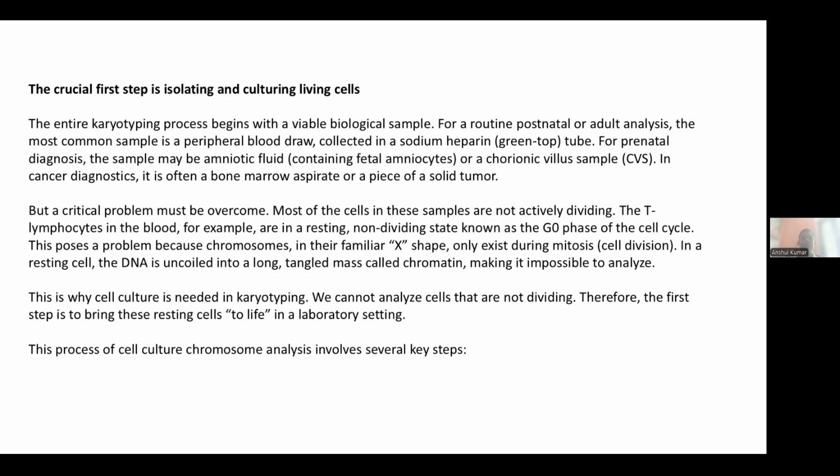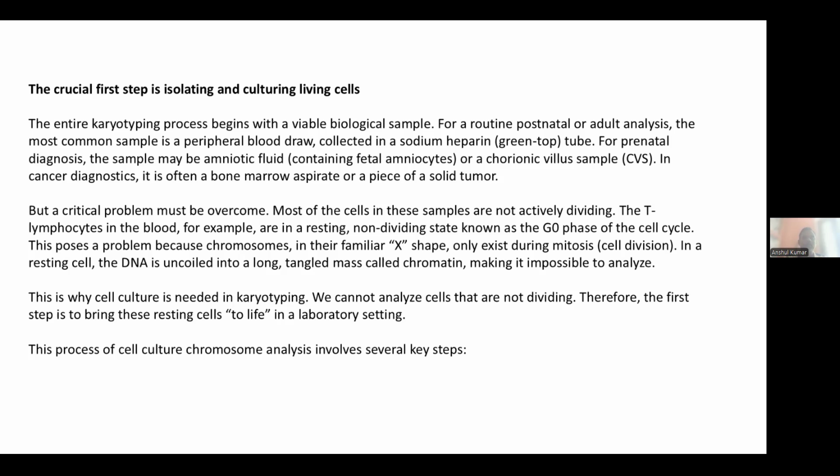So it should be put in a dividing stage so that the chromosomes can easily be identified, and they come in a condensed manner, so that it becomes convenient to visualize them. So the first step is to shift from the resting stage to the dividing stage. This is why cell culture is needed in karyotyping. We cannot analyze cells that are not dividing. Therefore, the first step is to bring these cells to life in the laboratory setting.